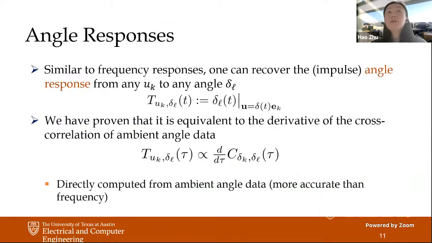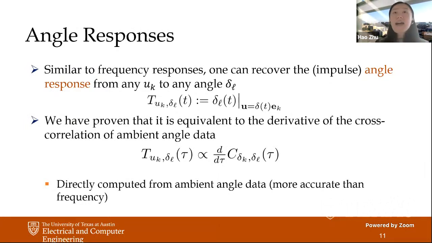Okay, we also can quantify the response of angle. As I just mentioned, a generator is similar to a mass. So the frequency is actually the velocity, the rate of change of the angle, and the angle is the position. Therefore, angle is the integration of frequency. So it would come as no surprise that if we are able to know how the frequency would respond, we will be able to similarly know how the angle at another location would respond.